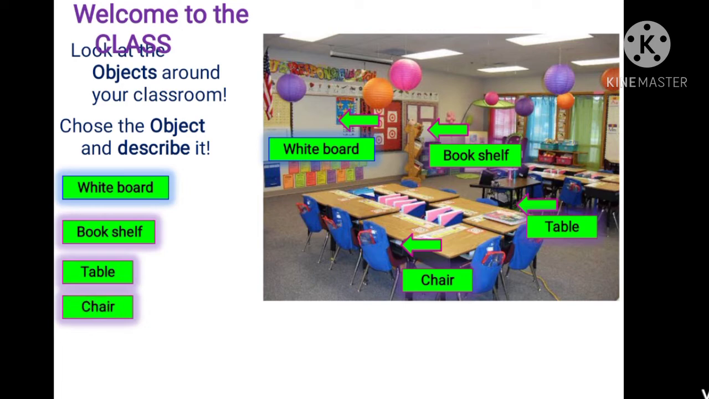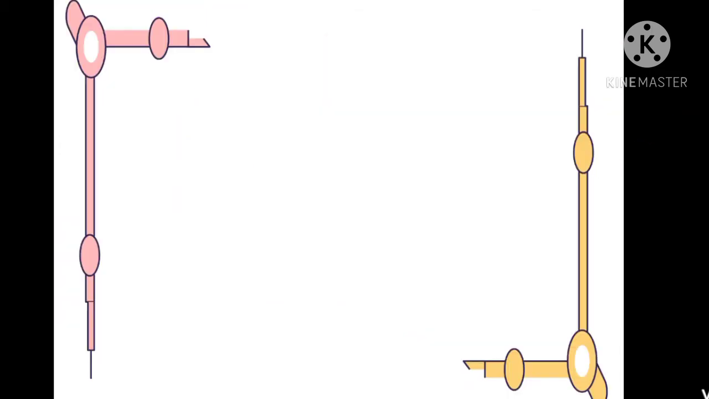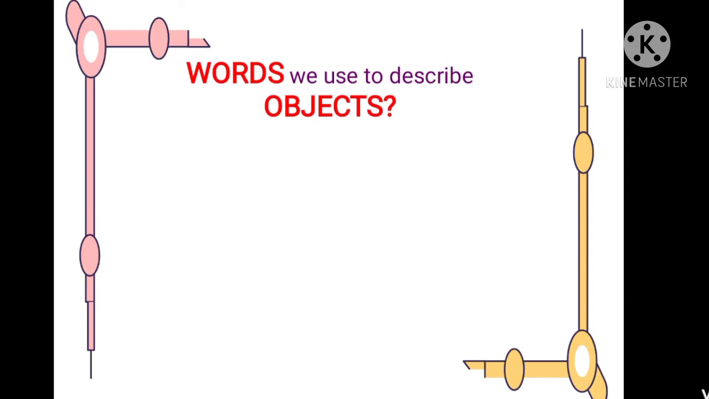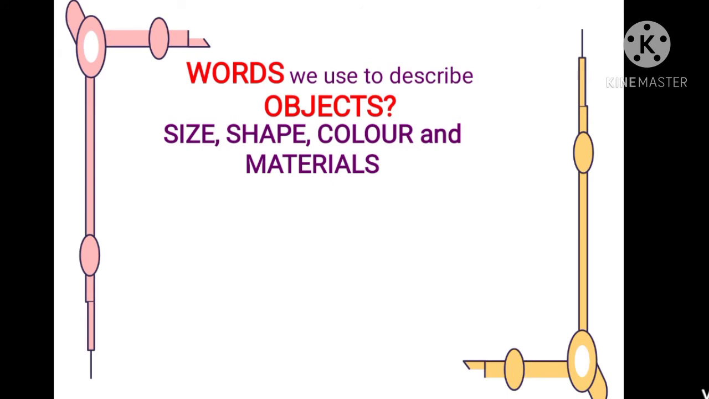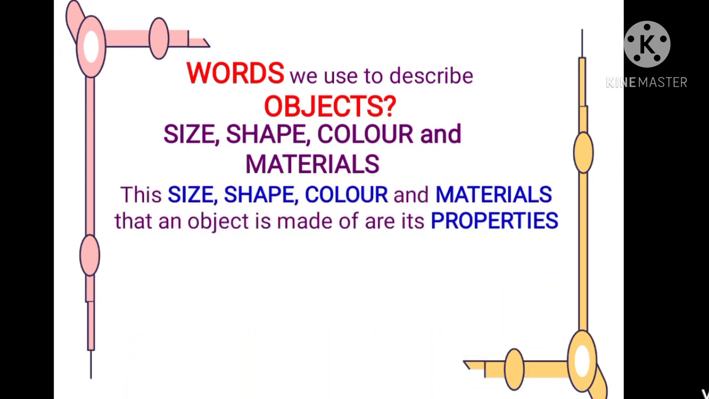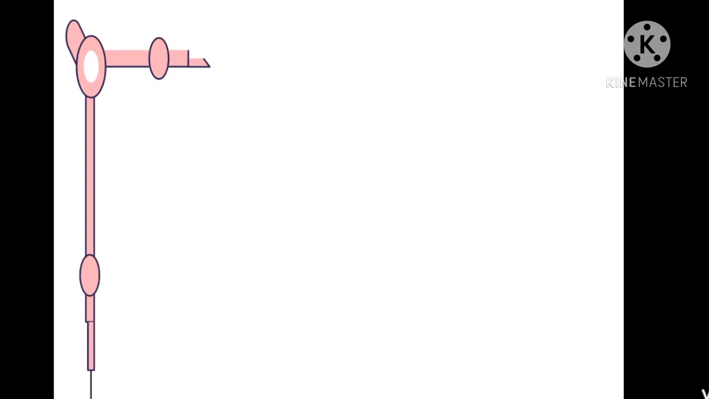So, did you realize you had just explained the object by the size, shape, color, and material? All those words that we use to describe an object, the size, shape, color, and the materials an object is made of, are its properties. So we describe the object by its properties. What are the properties? Yes, they are size, shape, color, and material. Let's take a look one by one.